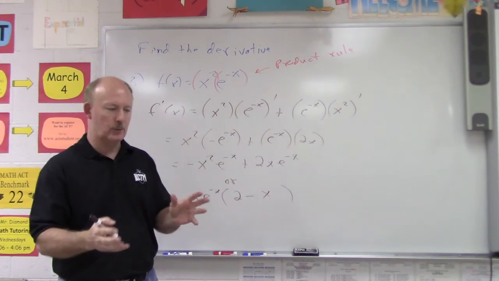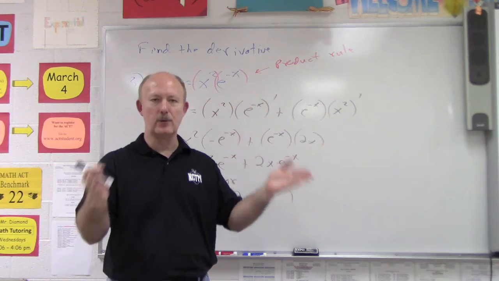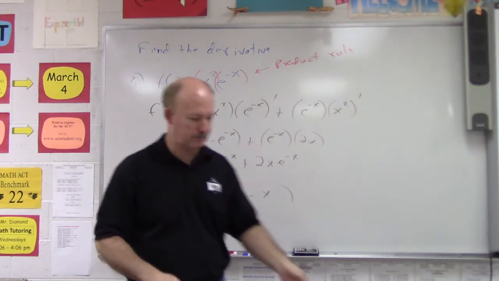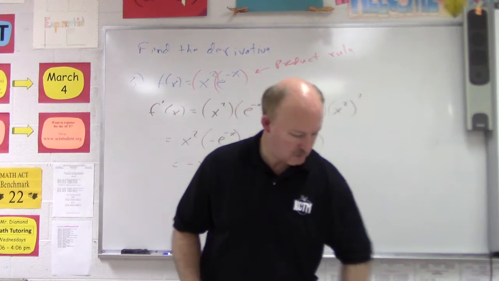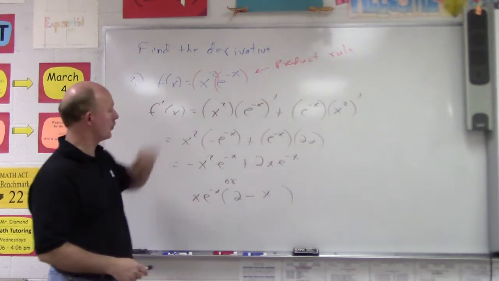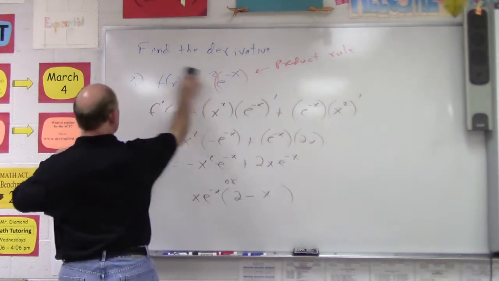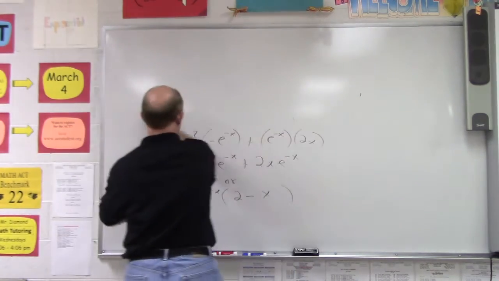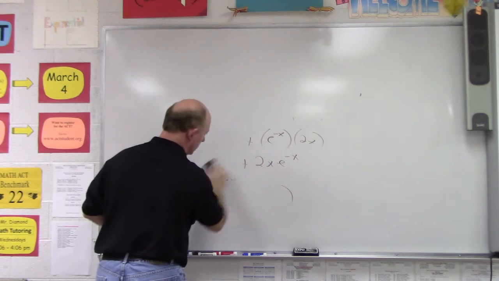So if you had to find critical numbers or something like this, you'd have to set both of these equal to 0 and then solve for x. All right, let's try another example. This is the product rule. All right? Let's take this problem right here. Erase this. All right, so the product rule.